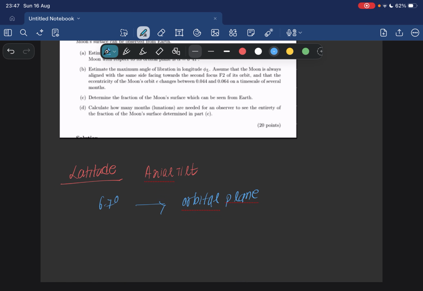This is analogous to how Earth's axial tilt causes seasons. The maximum libration in latitude is approximately 6.7 degrees. So when the moon's north pole is tilted toward Earth, we can see more of the northern lunar surface, and for the south pole, vice versa. So let's go on with this topic.